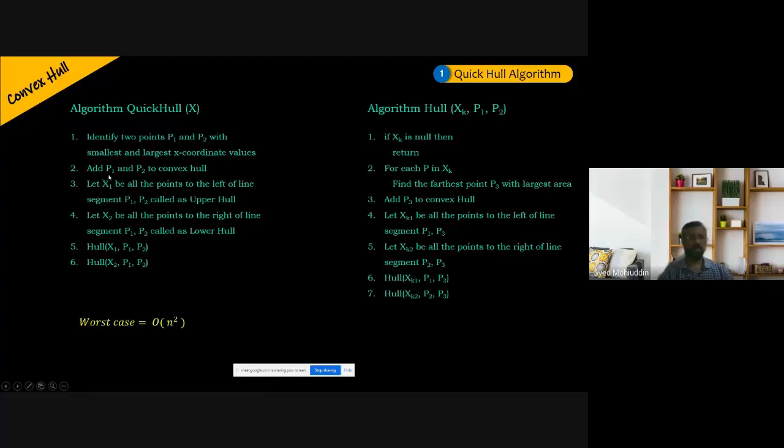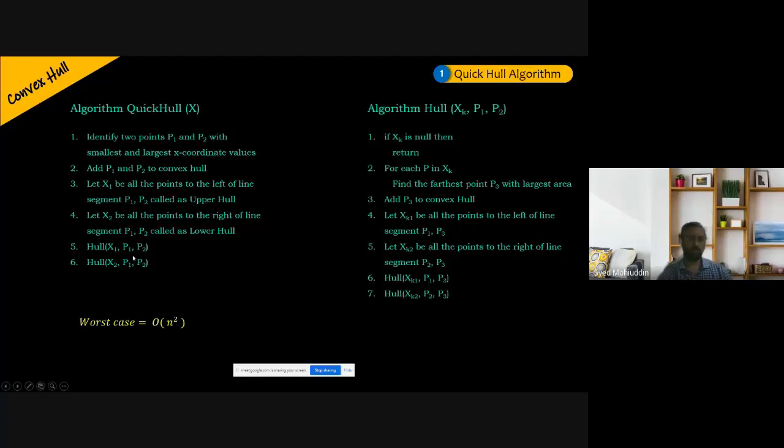Then P1 and P2 are added to the set convex hull, and let X1 be all the points in the upper segment of P1 and P2, because P1 P2 forms a segment, and the points above it form the upper hull. The same way, all the points below it form the lower hull. So that is what I told you. Upper hull is sometimes called the left hull, and the lower the right hull.